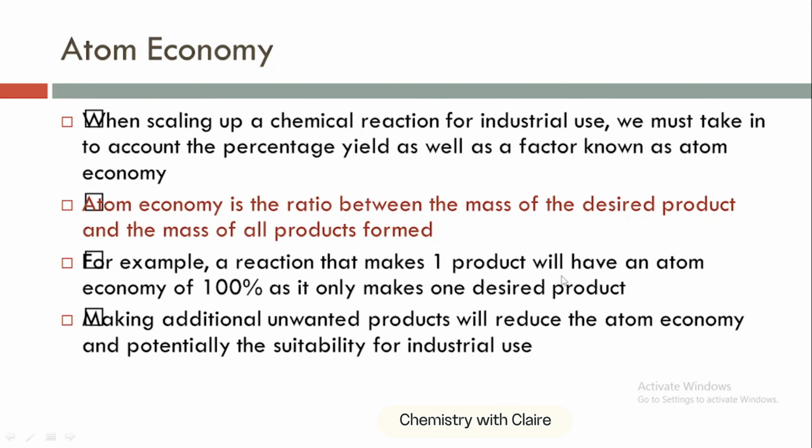Atom economy is a new term. This just gives you a ratio between the mass of the desired product and the mass of all the products formed. So for example, if any particular reaction has only one product at the end, we can say that the atom economy of that particular reaction will be 100% because it makes no byproducts and you get 100% of the desired product. But if there are additional products present, then the atom economy will decrease.